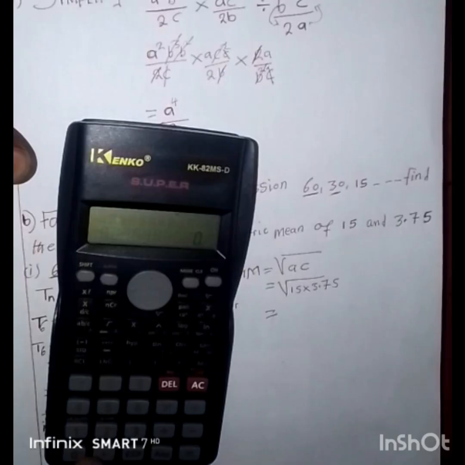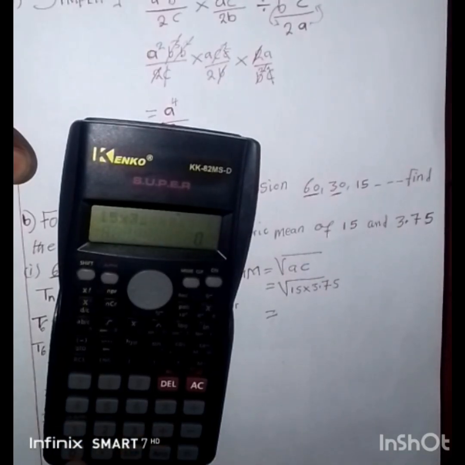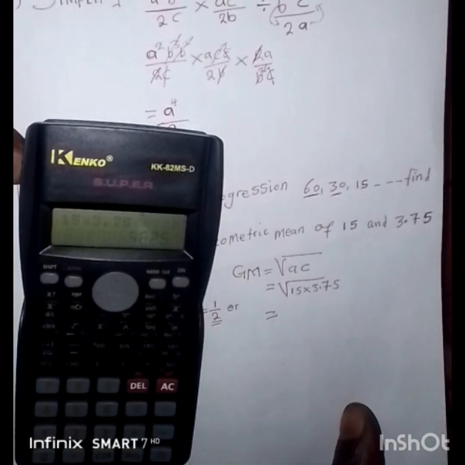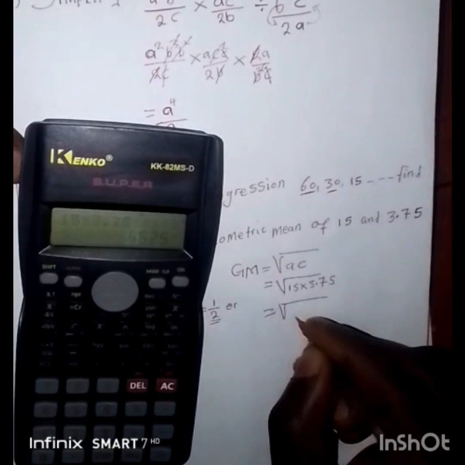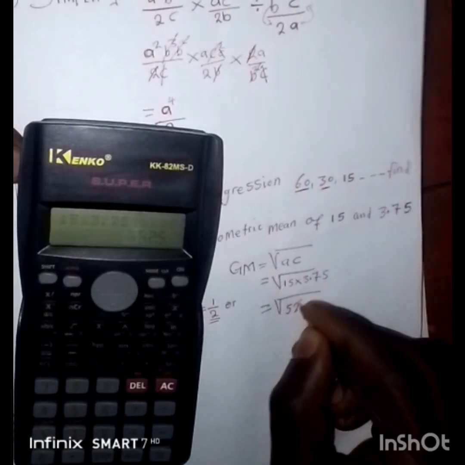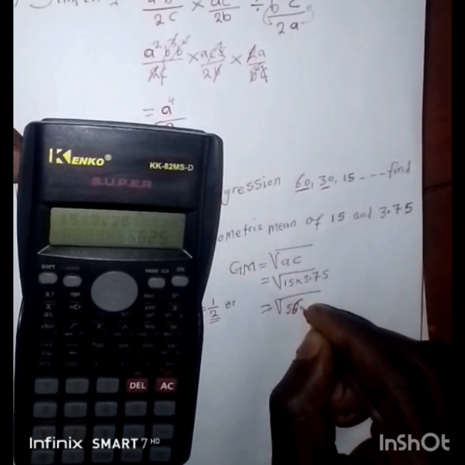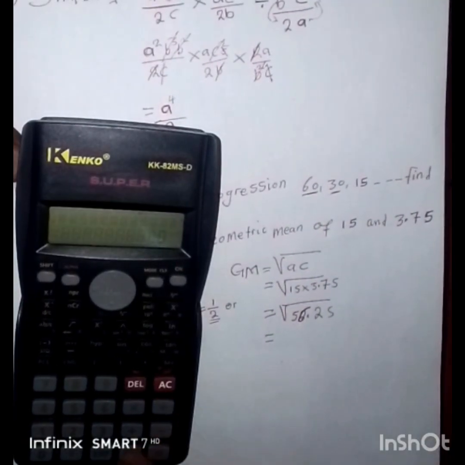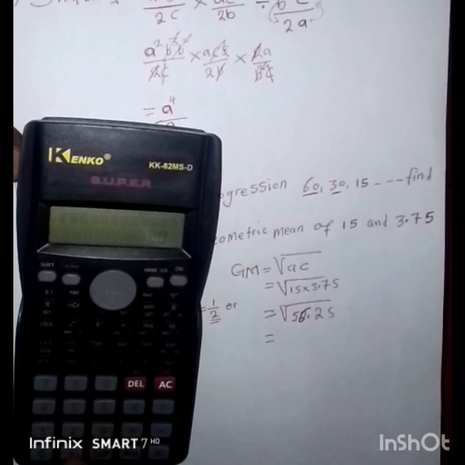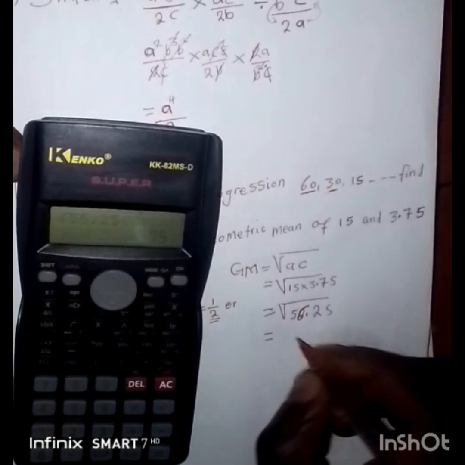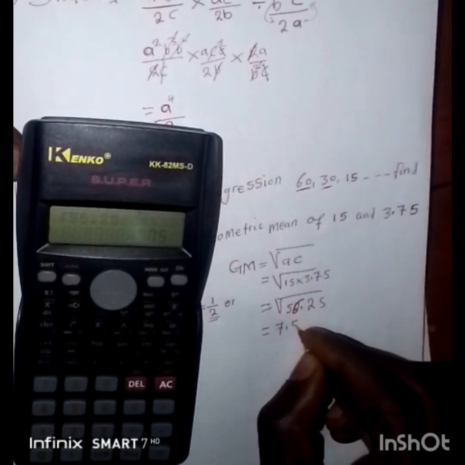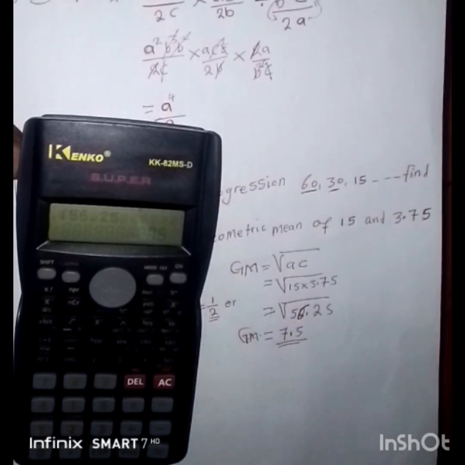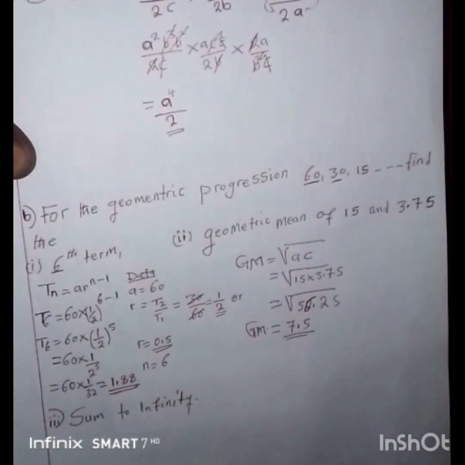So let us go to our calculator. 15 times 3.75. Okay, so we have 56.25. So it says square root of 56.25. Alright, so then let us look at the square root of 56.25. You get 7.5. Alright, so that is our mean there. That is the geometric mean for question number B2.